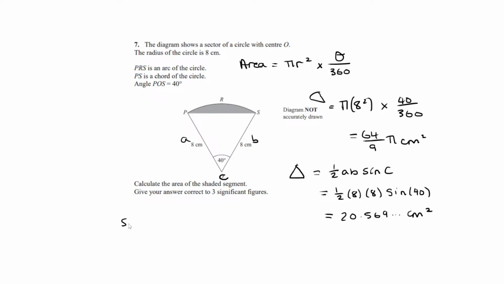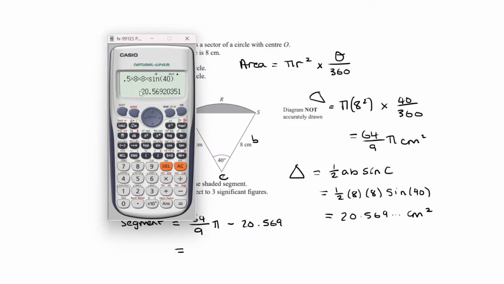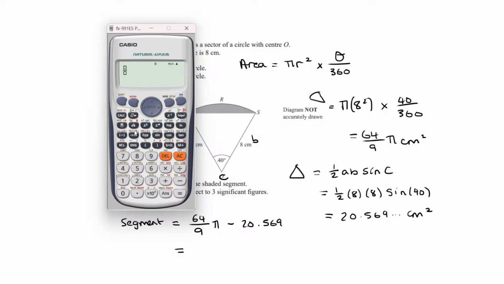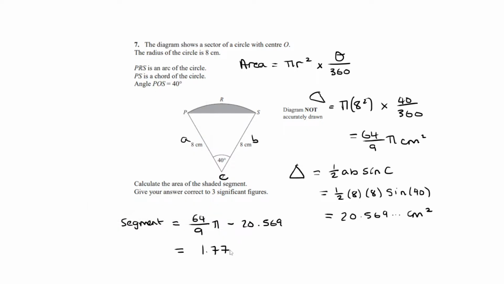So then the segment, or the shaded bit, is just those two subtracted. So I'm going to get my calculation, put the 64 over 9 pi back in, and subtract my answer. So bring back the calculator. So this is still here. I'm just going to type over that 64 over 9 pi, and then I'm going to put minus answer, ANS, just because it copies all of those decimals. So then we've got 1.77. They've said to give it to 3 significant figures, which is 1.77. So now, because that's the answer, you can round it.